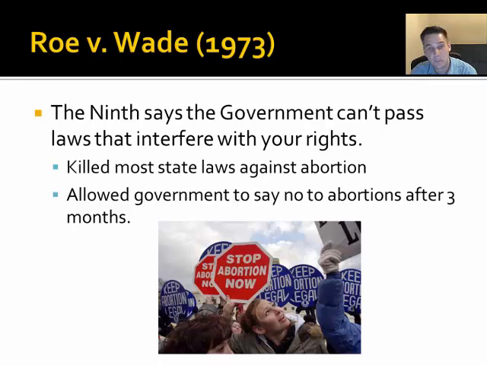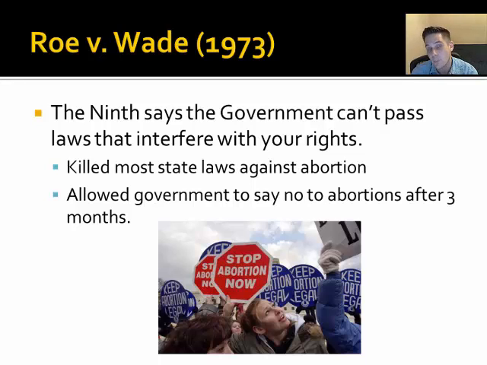Roe versus Wade. This is the big deal. This is one of the big Supreme Court decisions that's still argued about today. And based on the Ninth Amendment, Roe is arguing that abortions should be allowed. That states can't pass laws saying you can't have an abortion. And the Supreme Court said yes. The Ninth Amendment says that you can't pass laws that infringe on anybody's rights. And they decided that the right to choose is a right that can't be infringed based on the Ninth Amendment.